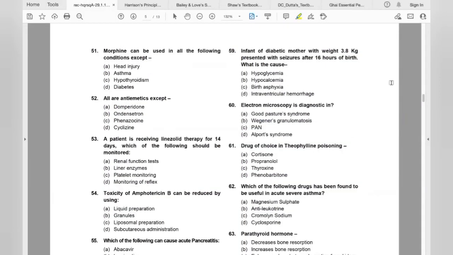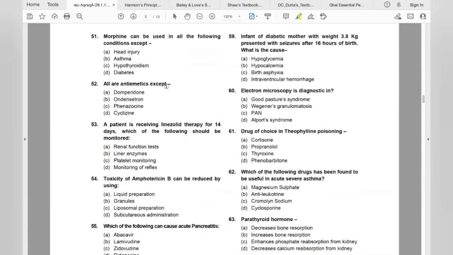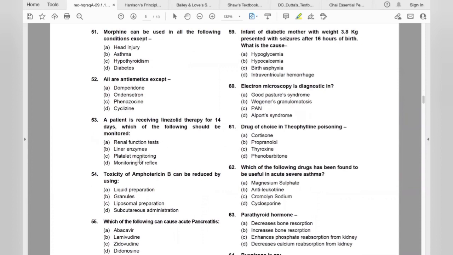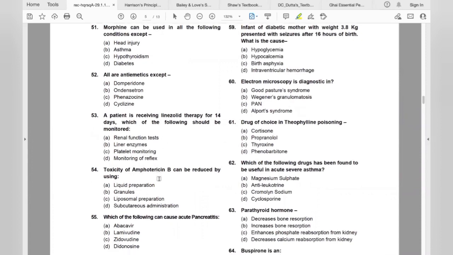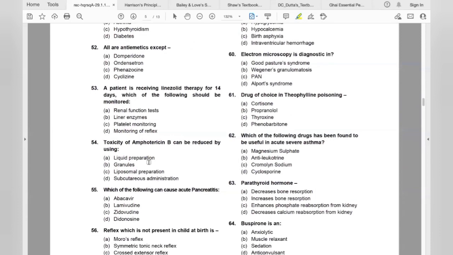So we'll continue with question number 51. Morphine can be used in all of the following conditions except head injury. All are antiemetics except phenazocin. A patient is receiving linezolid therapy for 14 days. Which of the following should be monitored? So we'll monitor platelet. Toxicity of amphotericin B can be reduced by using liposomal preparations.